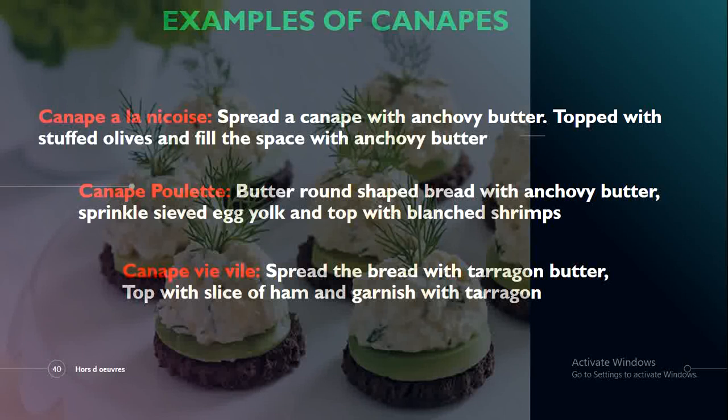And the last one is canape vulvi, and again we are spreading a butter, tarragon butter. Tarragon butter, again we are melting the butter or keeping the butter at room temperature, and we are adding chopped tarragon, and we are again setting the butter. That's how we are making normally flavored butter. And we are applying the tarragon butter and topped with a slice of ham, and again it is garnished with tarragon. So these are some of the common examples of classical canapes.